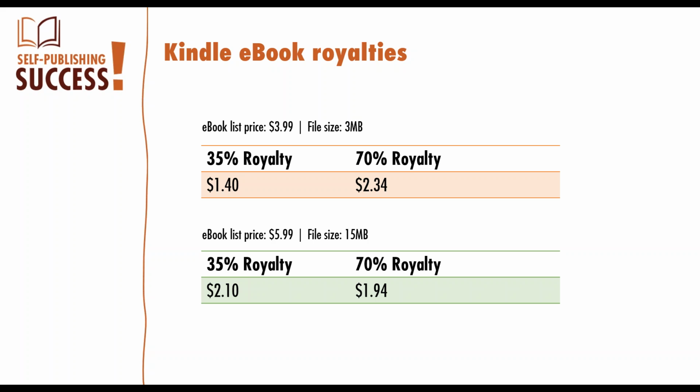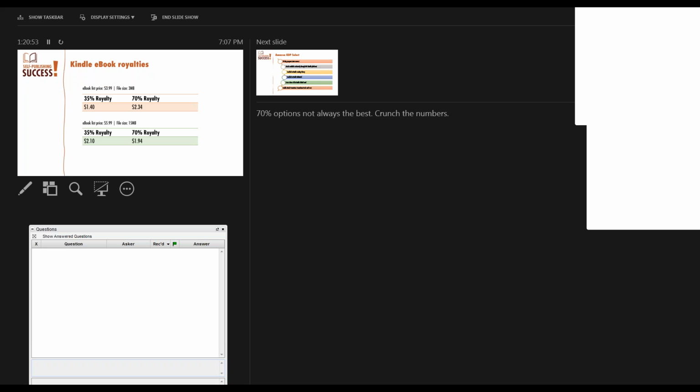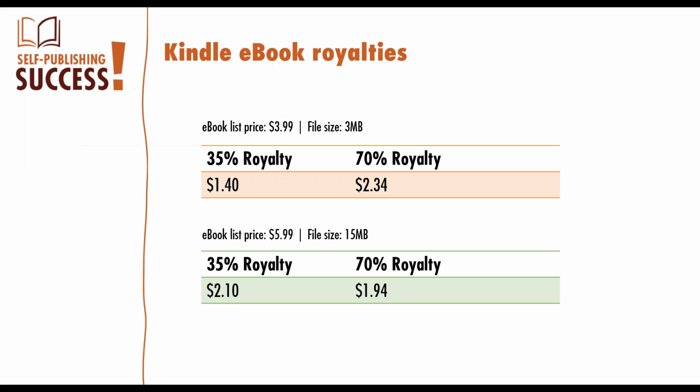So crunch the numbers, figure out how big your ebook is. If it's a typical novel or a text-only simple book, 70% royalty is probably going to be right for you. If you're doing a children's illustrated book or a textbook with lots of graphics, do the math, do the calculations, and figure out what's best for you.